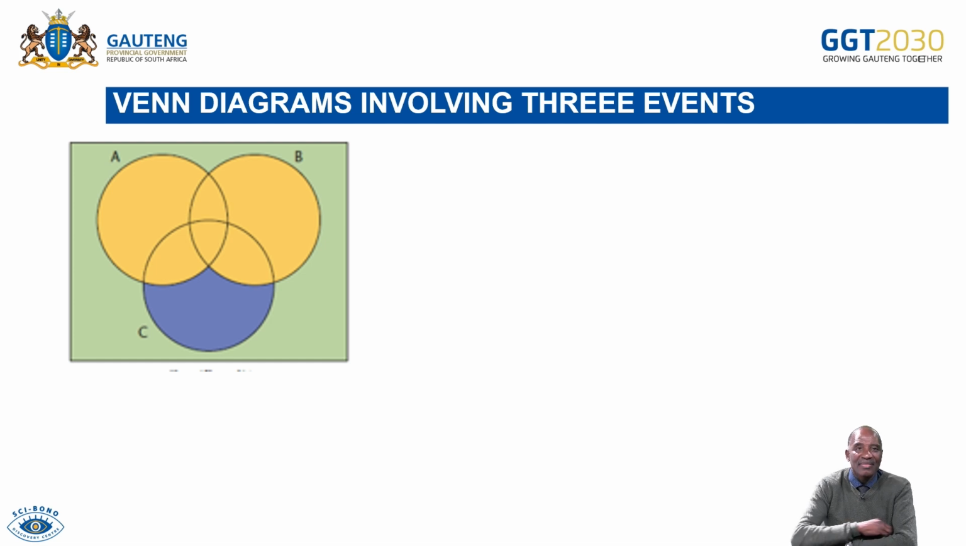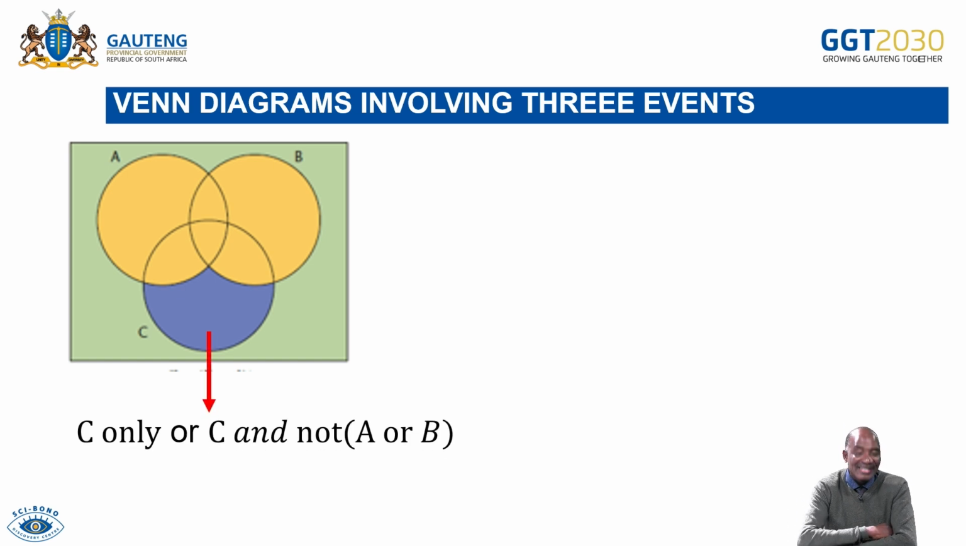Okay? Then this one, you can see you are in C only. So how would you read this? This is C only, or C and not A or B. You are in C, given you are already in C, but you mustn't be in A and B. Indirectly, that is our C only. That's what we mean by only.